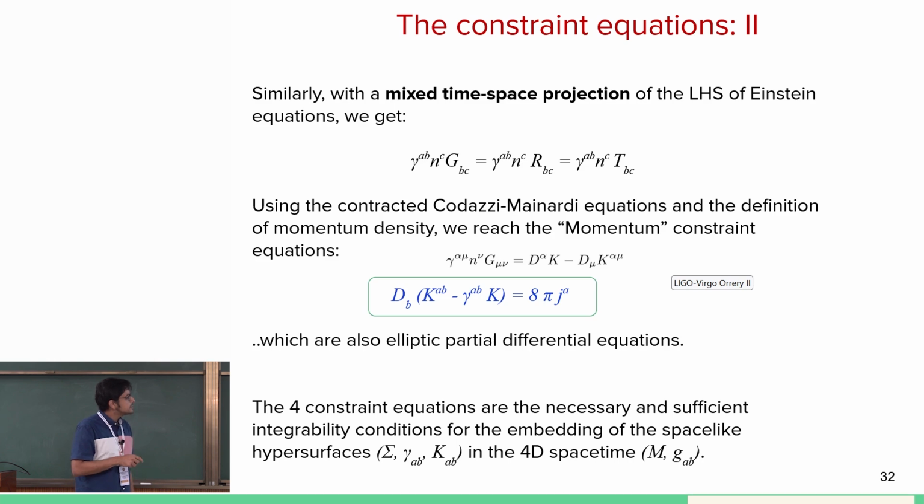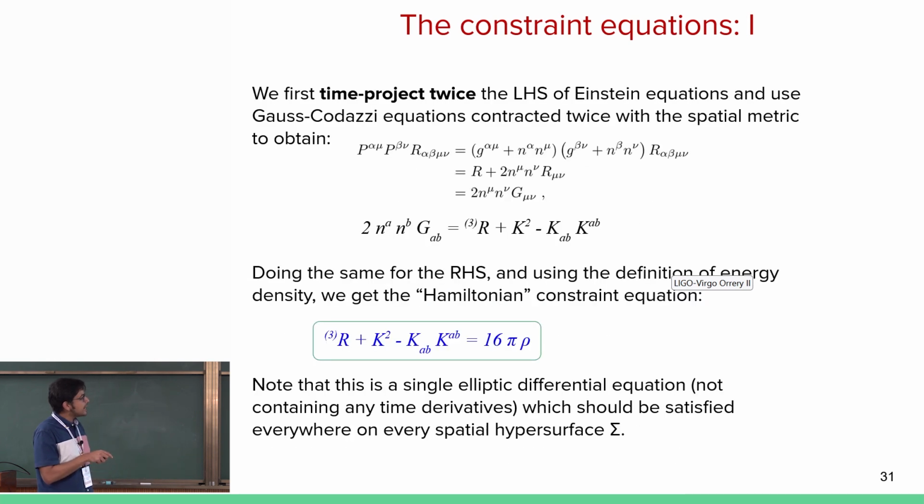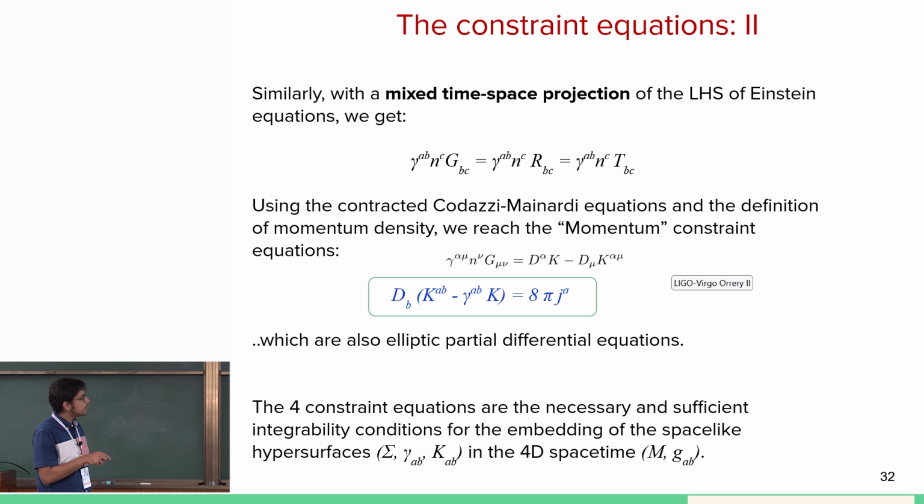Okay. So similarly, if instead of two time projections, we do one spatial and one time projection of Einstein's tensor, we can write it in this particular fashion, and again using the Codazzi-Mainardi equation, the second one, we can relate this with the derivatives of K, and this is the contracted version of the Codazzi-Mainardi equations. Remember, those equations had 4 indices. We have taken 2 indices away by contracting with the contravariant metric tensor. And relating this to the right hand side of Einstein's equations, we find the momentum constraint equations, right?